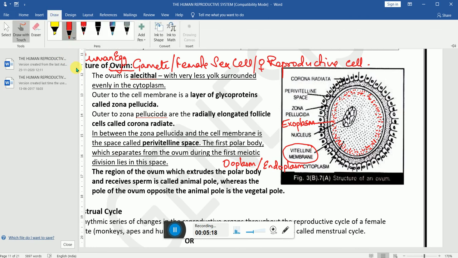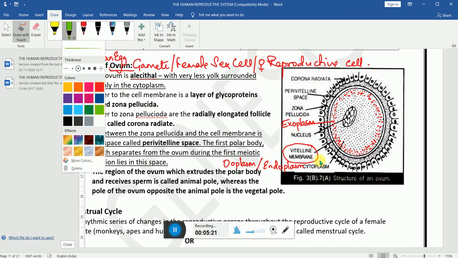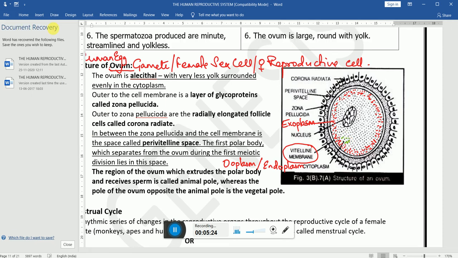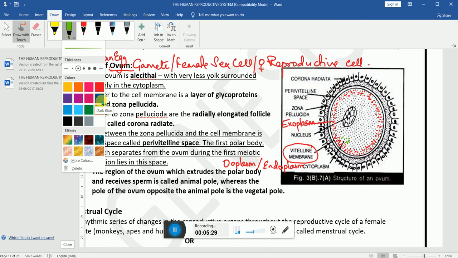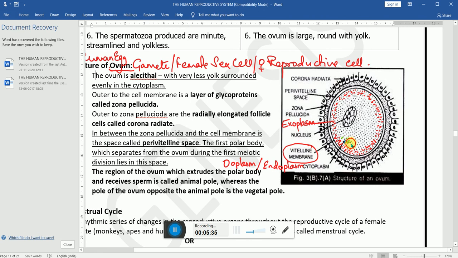Let me color code this to show the difference between the two. Let me take another color so that it can be visible. Which color shall I take? Let me take this blue color. So, students, this blue color that you see all over here, this entire thing is the cytoplasm. It's the inner plasm, endoplasm, and this inner endoplasm is called the ooplasm.